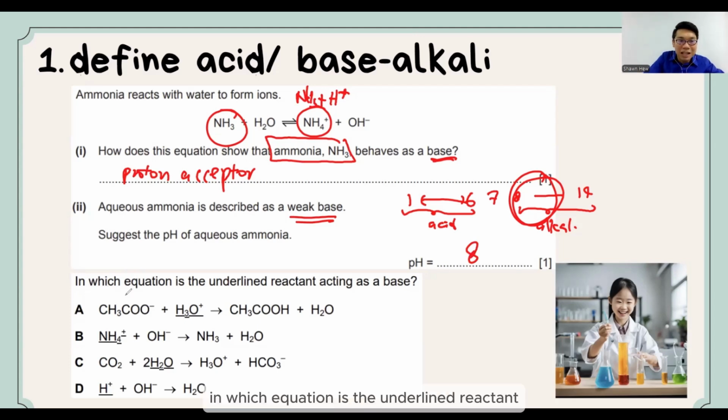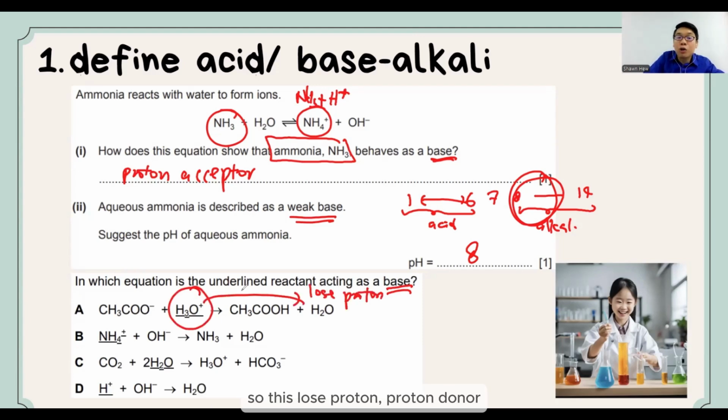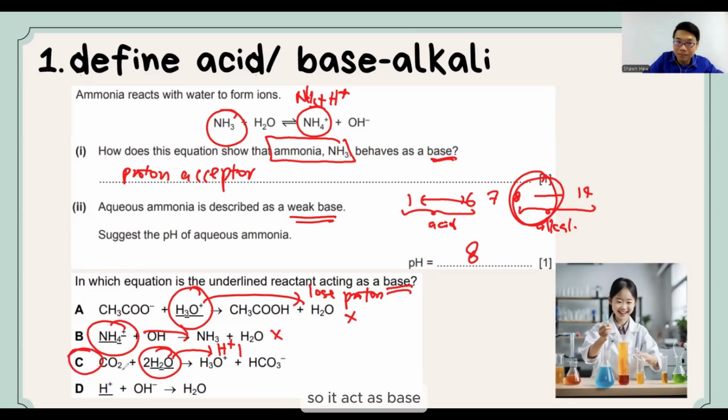Next question. In which equation does the underlined reactant act as a base? Base means it's accepting hydrogen ion, proton. So this one loses a proton, it's a proton donor, so this acts as acid. This also loses a proton, a proton donor, so it also acts as acid. Here it's a proton acceptor, so it acts as base.